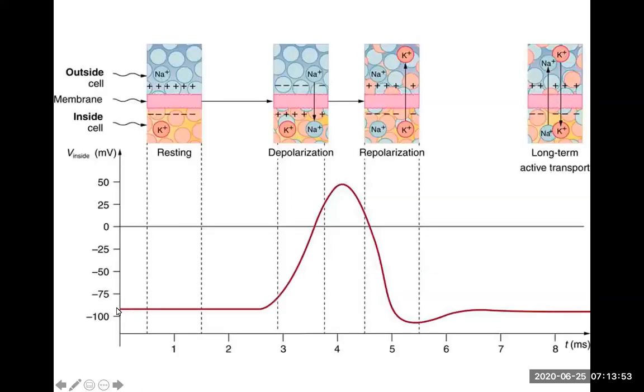This shows the different steps of an action potential and the generation or the millivoltage, the membrane, and it's showing what's happening to the channels with the resting state. Everything is closed. Depolarizing, sodium ions enter through sodium channels. Repolarizing, potassium leave through potassium voltage-gated channels. And then the long-term active transport, this is your sodium-potassium pump, 2 potassium in for 3 sodium out to reestablish the resting membrane potential. So these are the 3 channels that are being used to get this axon or neuron through an action potential.